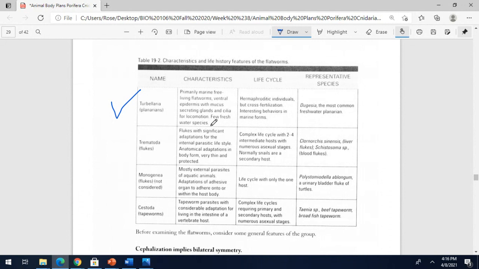Now, what are the characteristics? These are mostly found free living, and they have a ventral epidermis, and they have mucus in the bottom of it, in the ventral part of the epidermis. The mucus allows them to glide easier for locomotion, along with cilia. So they do have some freshwater species.